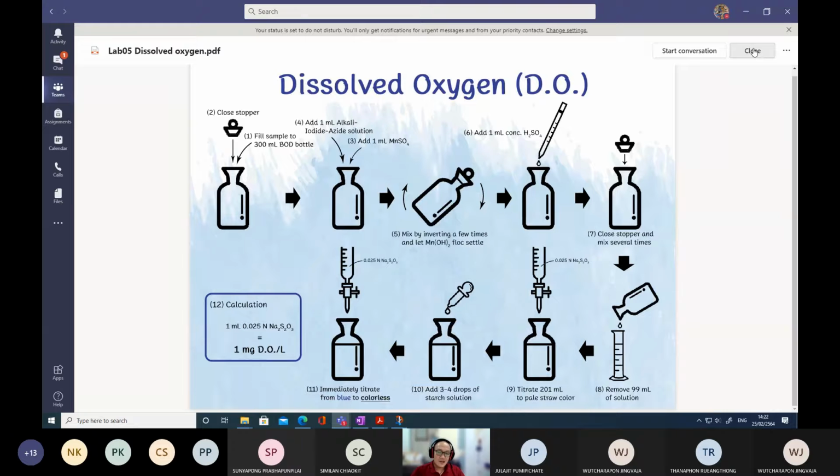For the dissolved oxygen analysis, we actually do it in the labs very often. If you are interested, you can visit our labs. I'm not sure if some of you are staying around the campus. Sometimes you can come to the labs and have a look at how we analyze the dissolved oxygen by using this titrimetric method.